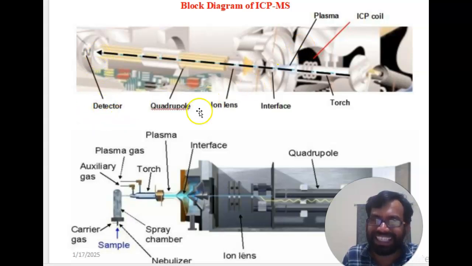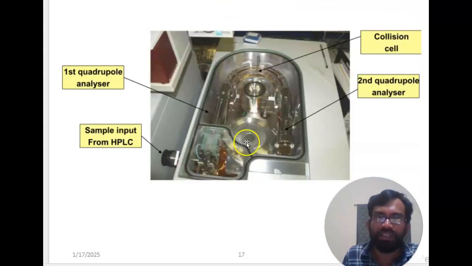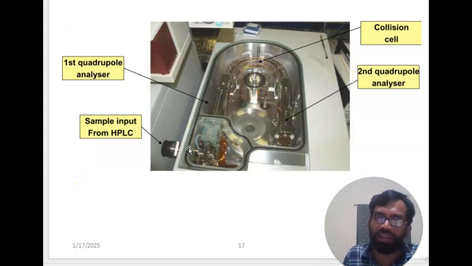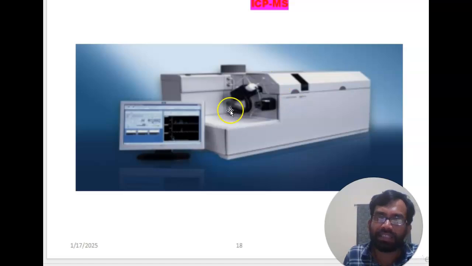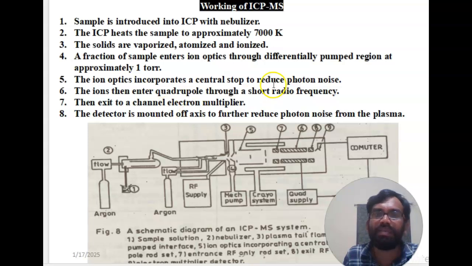So first is the detector, quadrupole and ion lens, interface, torch, plasma, ICP coil. Then you can see the plasma gas, auxiliary gas and carrier gas, and the sample and spray chamber, nebulizer, ion lens and detector, quadrupole, interface and plasma. Then this is the picture we already saw, with the second quadrupole analyzer and collision cell. Then you can see this simple diagram of ICP mass spectroscopy and its working. These few points are very important.